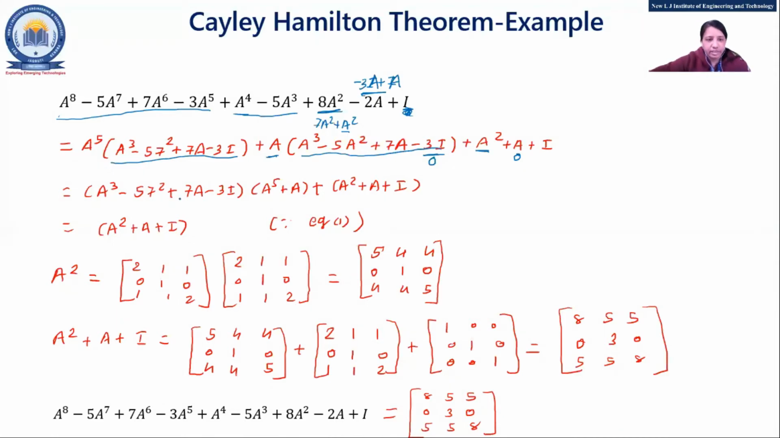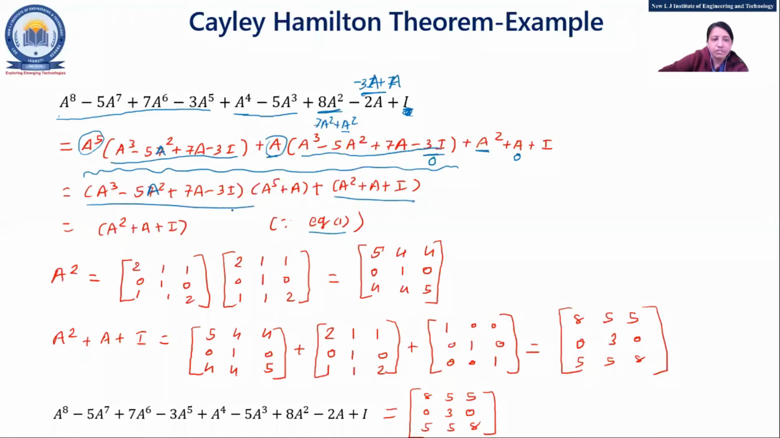So, this is the thing. Now, what is supposed to be done? This is my equation two. I'll take common out this: A cube minus 5A square plus 7A minus 3I, and in bracket this is A raised to 5 and A, and this is the last one that was there. Now from equation 1 this will become 0. Now 0 into anything is 0, so our equation would be A square plus A plus I.